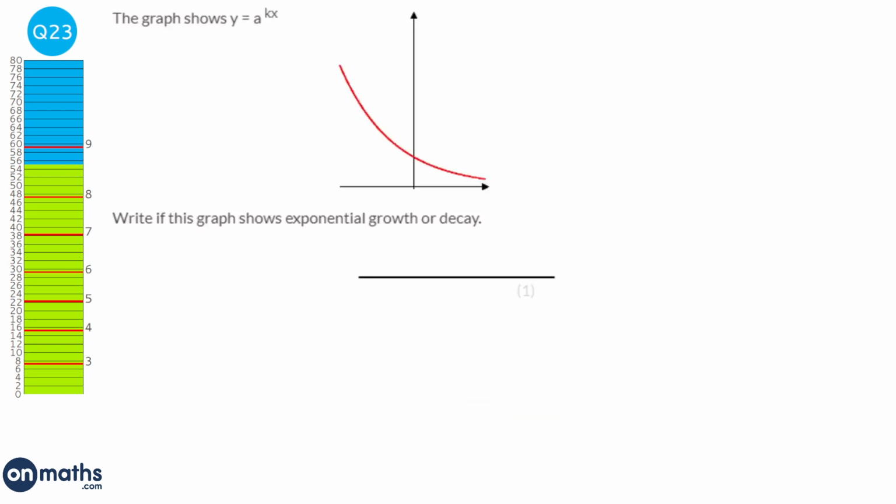So our answer is 3,684.75. An exponential growth would show an increase from left to right, but the graph we've got in front of us, or the sketch, is showing it decreasing, so it's going to be a decay.